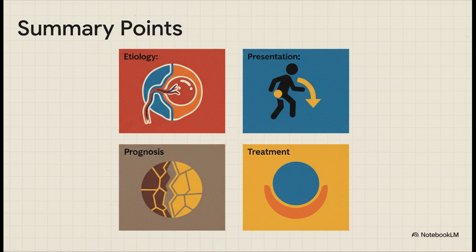Always remember that classic triad, and especially that sneaky referred knee pain. Third, prognosis. It all comes down to the height of the lateral pillar during fragmentation. That's the Herring classification. And fourth, treatment. Today, the principle is surgical containment. We use an osteotomy to hold the femoral head in the acetabular mold as it heals.